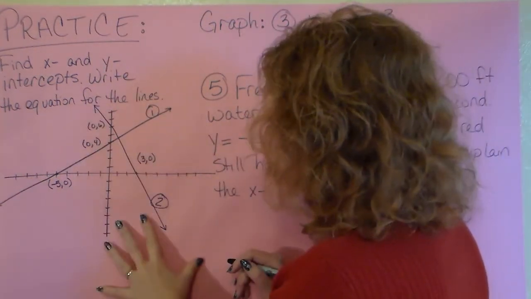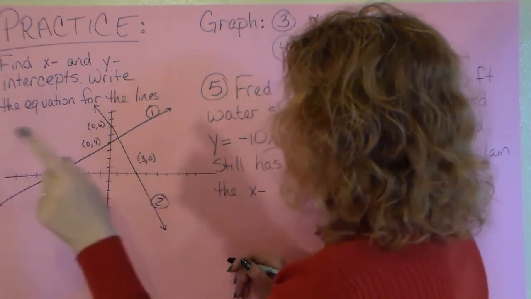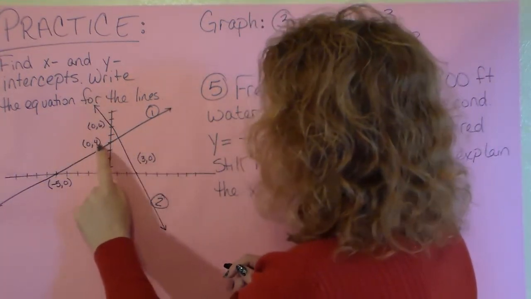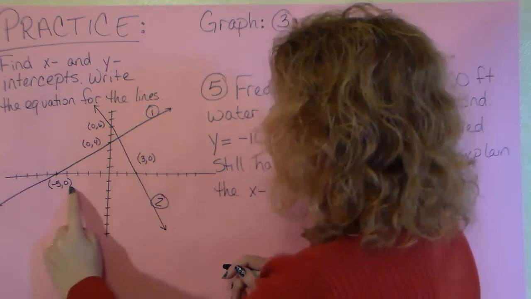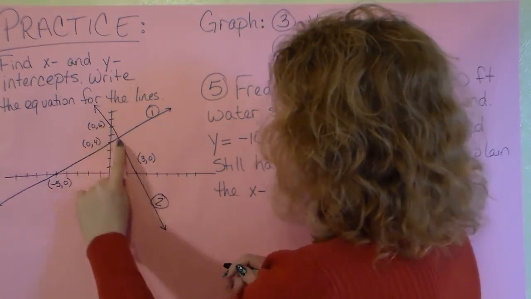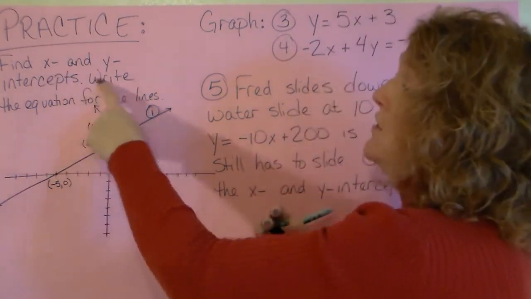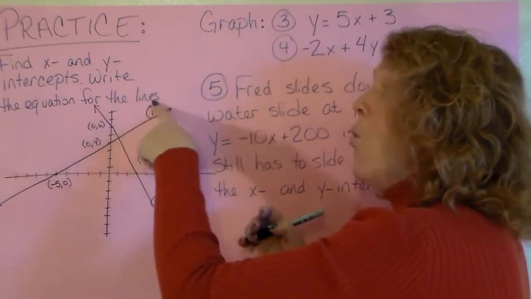I have a number of points to talk to you about. This is line number 1. This is line number 2. Line number 1 has the points (0, 4) and (negative 5, 0). Line number 2 has the points (0, 6) and (3, 0). So you're going to find the x and y intercepts, and then you're going to write the equation.